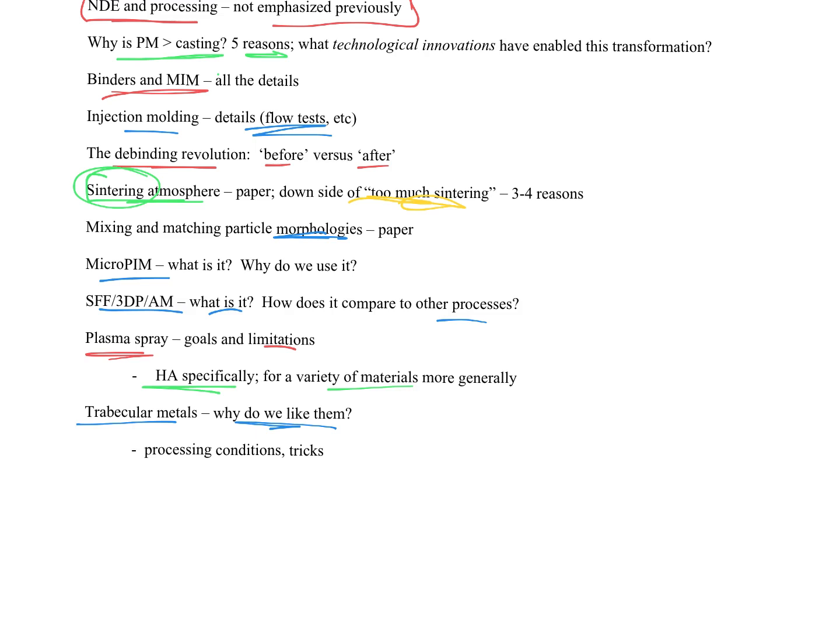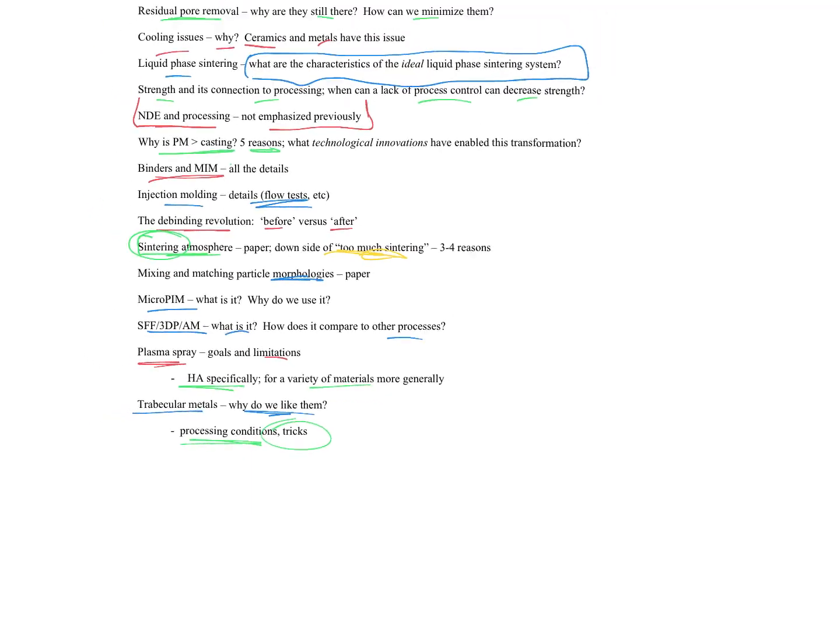And then, of course, the processing conditions, specific tricks that are used to make trabecular metals, which are pretty cool, but it shows you that we still have to worry about the process in this context. All right, any questions about all that?